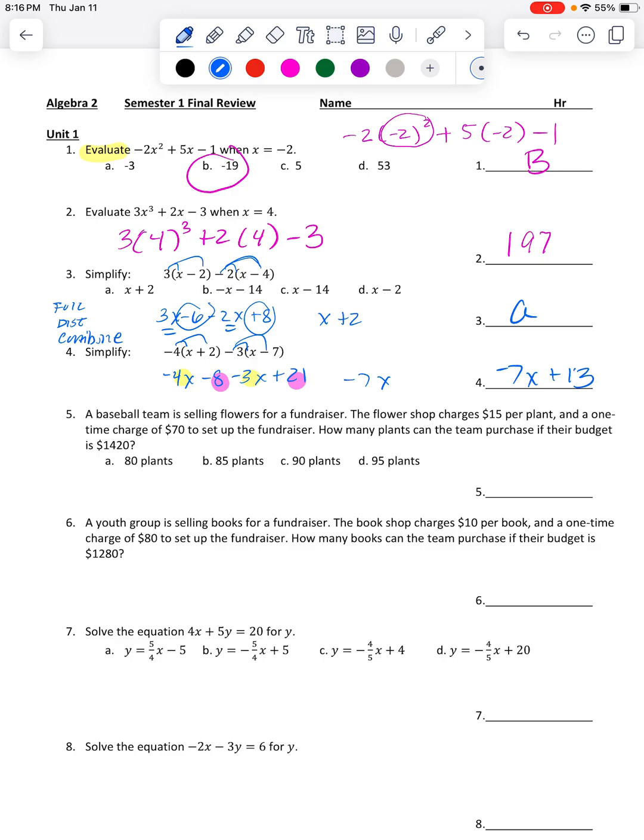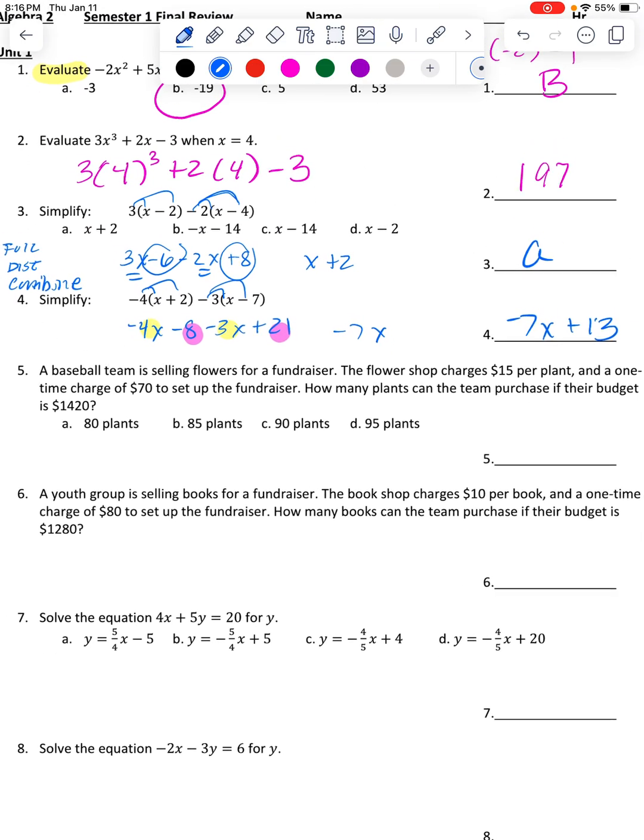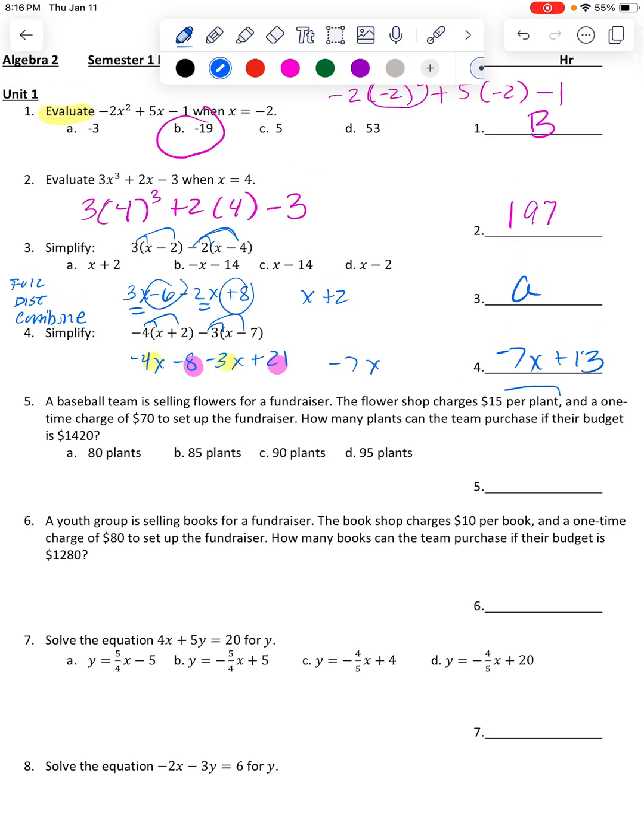All right, a baseball team is selling flowers for a fundraiser. The flower shop charges $15 per plant and a one-time charge of $70 to set it up. How many plants can they purchase if their budget is $1,420? So we did a lot of work with y equals mx plus b, where b is going to be the starting amount. Like when we graph, it's where they start on the y-axis, and this is going to be the rate, and then this is what you have in the end.